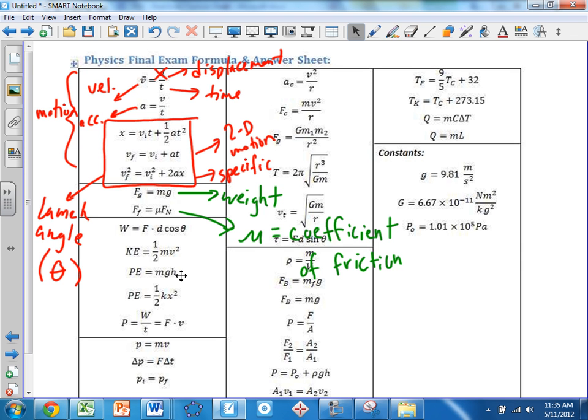It's like furniture if you ever move. To get the furniture moving, you got to give it a nice push. Once you get it moving, it's pretty easy. Static friction is hard to overcome. Always, always, always. All right, next.